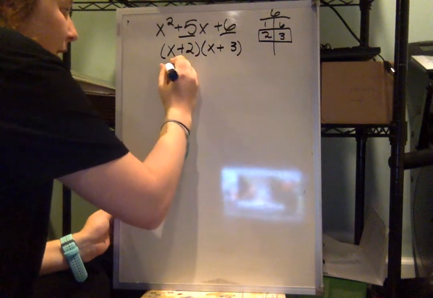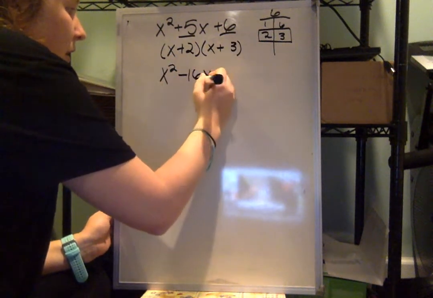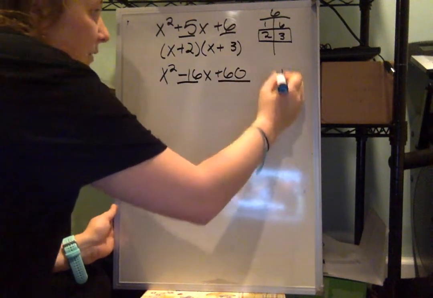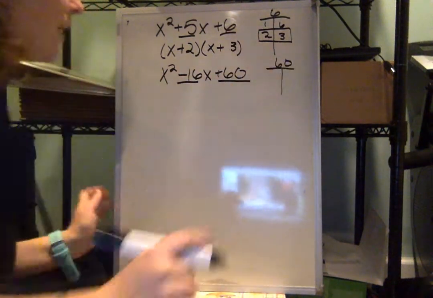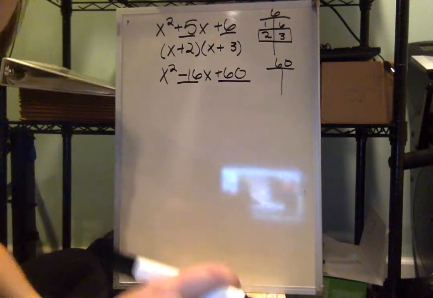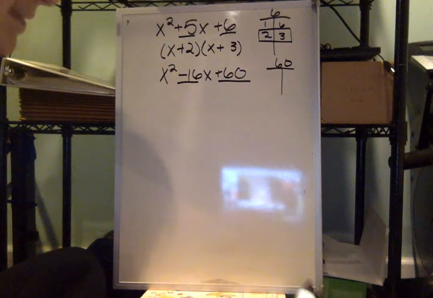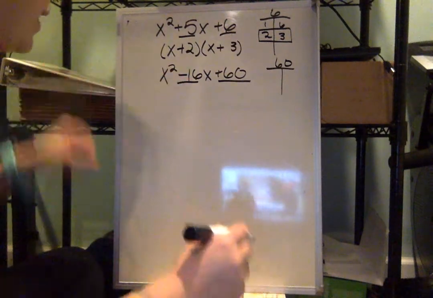Now in the next case, our b value is negative, but our c value is positive. Now that only happens when both the factors we're looking for are negative. Why? Because two negative numbers that multiply with each other will give you a positive value, but when added will give you a negative value.